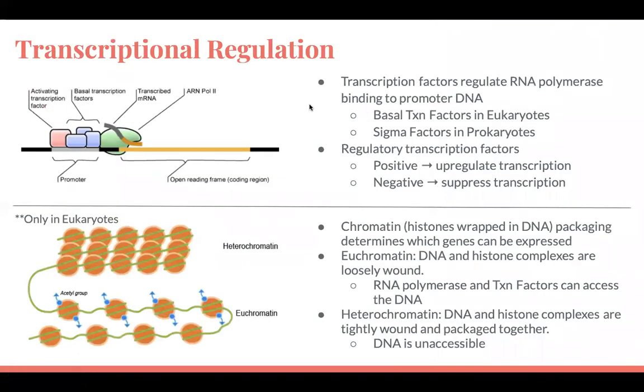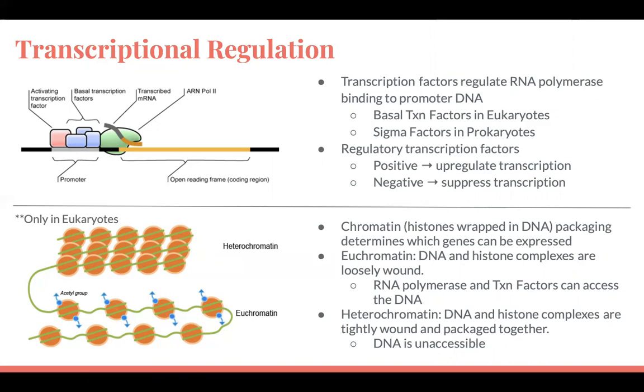Okay, transcriptional regulation. So transcription factors regulate RNA polymerase binding to promoter DNA. For basic transcription factors, what's required for it to occur at all? Basal transcription factors in eukaryotes and sigma factors in prokaryotes. And then there are regulatory transcription factors, which either upregulate transcription, which are positive, or suppress transcription, which is negative. So like a repressor protein in the lac operon, for example.